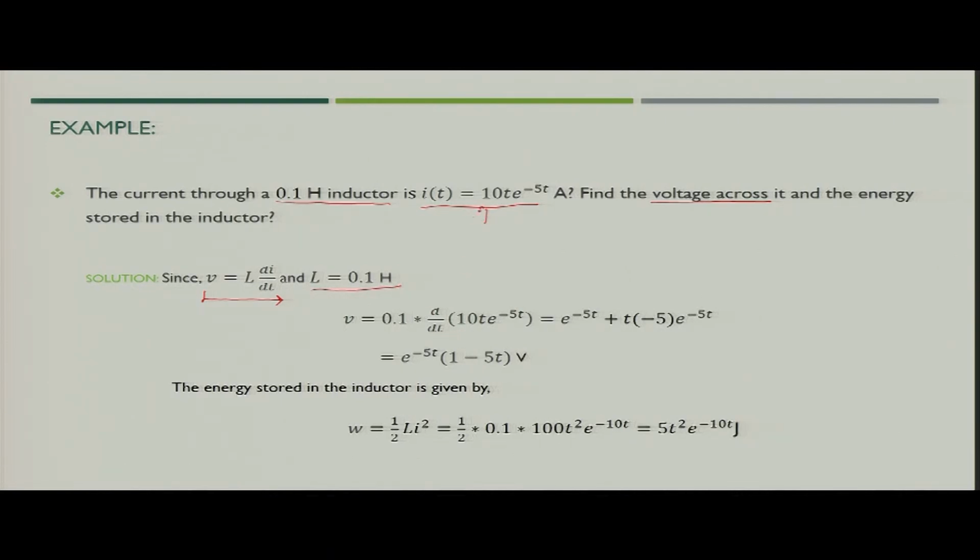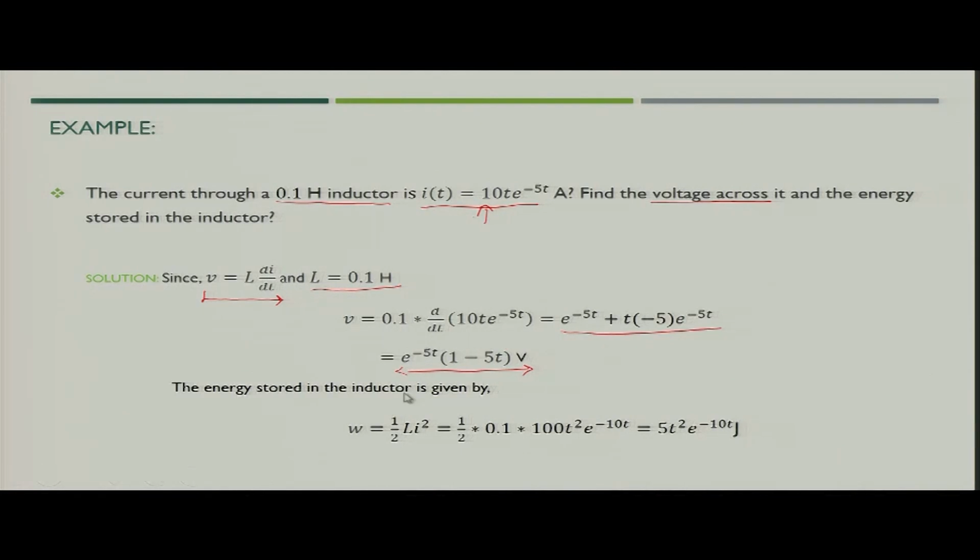Simply differentiate the current equation, that is d by dt of 10 t e to the power minus 5 t. So, when you differentiate, you will get e to the power minus 5 t plus t times minus 5 into e to the power minus 5 t. So, finally, what you will get for voltage V? V is nothing but e to the power minus 5 t into (1 minus 5 t) volt.